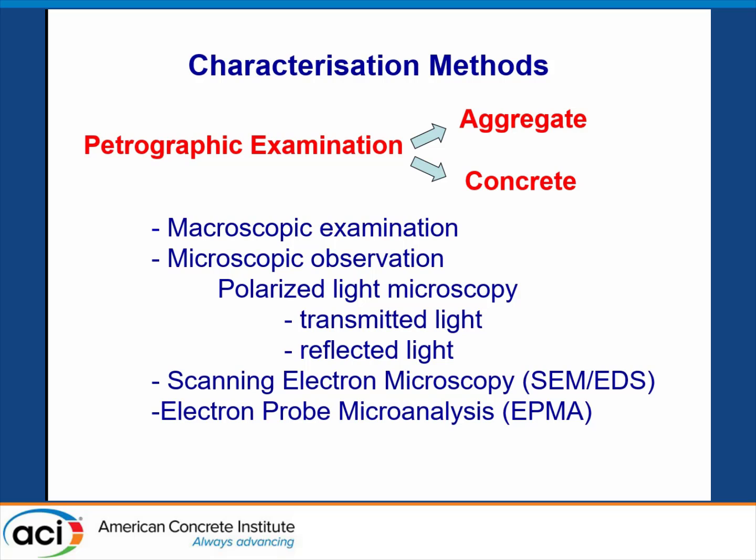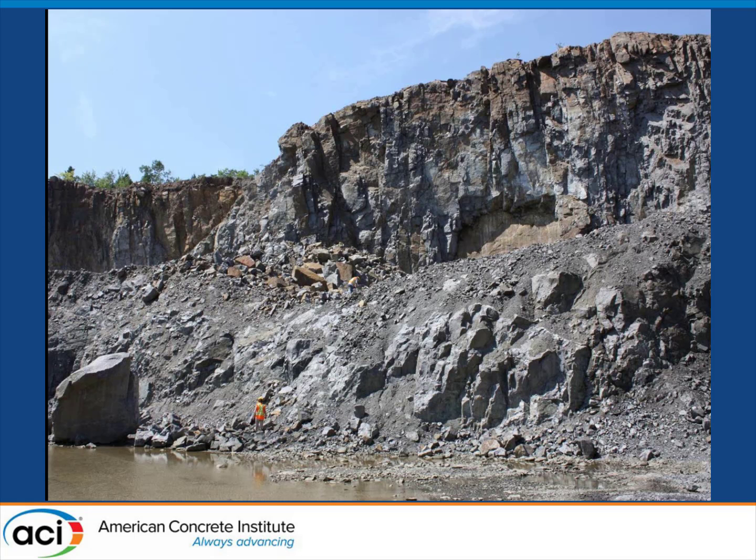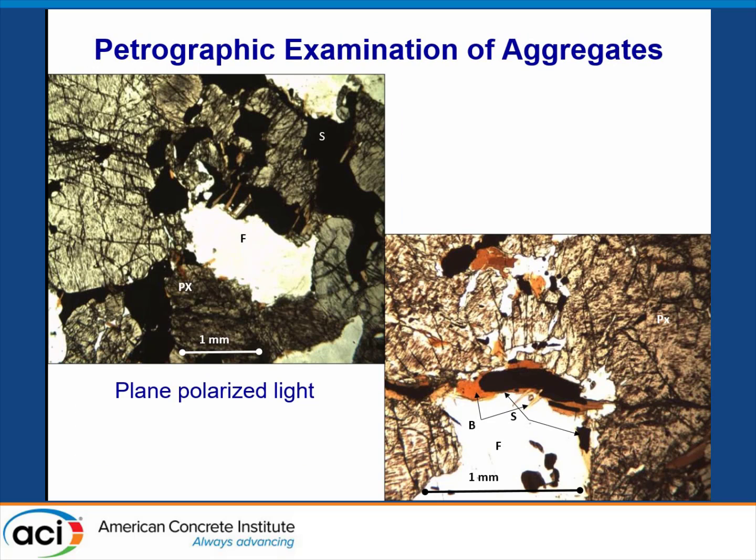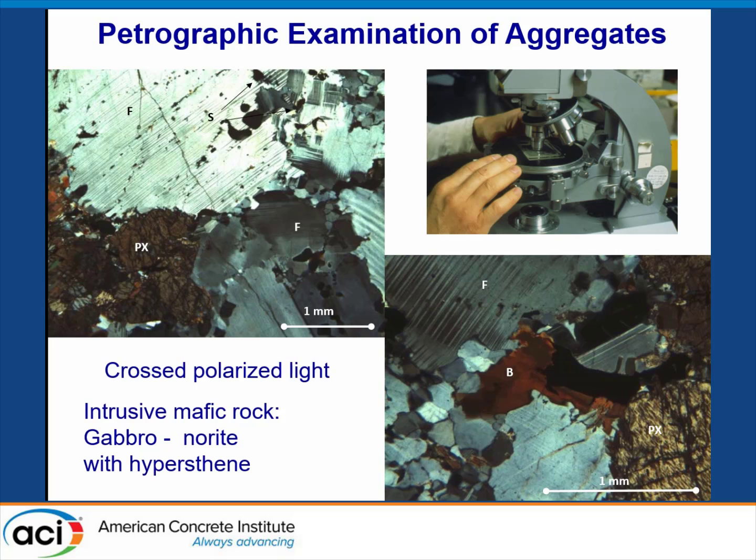I will show you a few examples of the petrographic examination of the aggregate, but also of the concrete. We will show you a macroscopic examination, microscopic with light microscopy, also with scanning electron microscopy, and finally with electron probe microanalysis. This is the quarry, where you can see some oxidized particles. We had the thin section observed in plane polarized light, where you can see the particles in black. That's the sulfide mineral. Sometimes they are surrounded with biotite, which is mica. This is cross-polarized light.